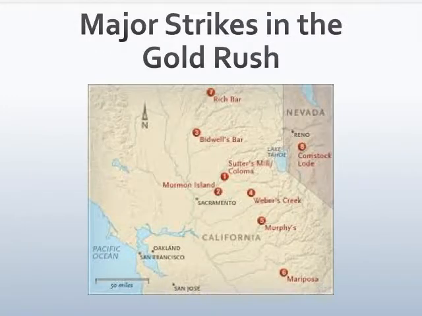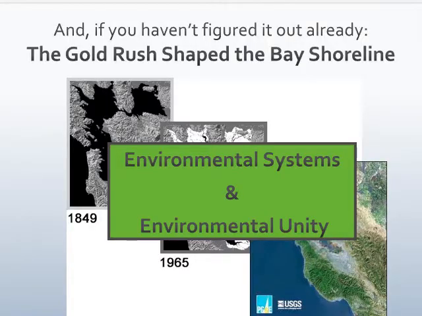So when this gold rush was occurring 160 years ago, and all of this hydraulic mining was occurring, where did it happen? It happened along major waterways. And as they're blasting all of this dirt and mud to try to find the gold, it all drained through the watershed and ended up in the San Francisco Bay. If you haven't figured it out already, sure enough, the gold rush shaped the San Francisco Bay shoreline.